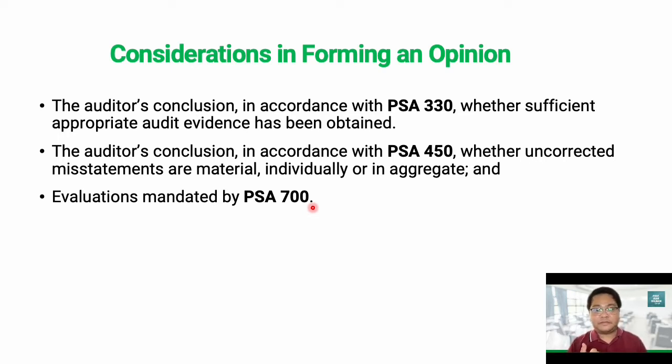Number five, whether the financial statements provide adequate disclosure to enable the users to understand the effect of material transactions and events on the information conveyed in the financial statements. Number six, whether the terminology used in the financial statements, including the title of the financial statements, is appropriate. Number seven, we have to consider also the overall presentation, structure, and content of the financial statements. And finally, number eight, whether the financial statements, including the notes to financial statements, represent the underlying transactions and events to achieve fair presentation.